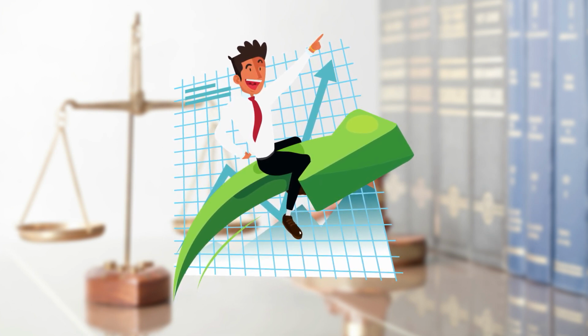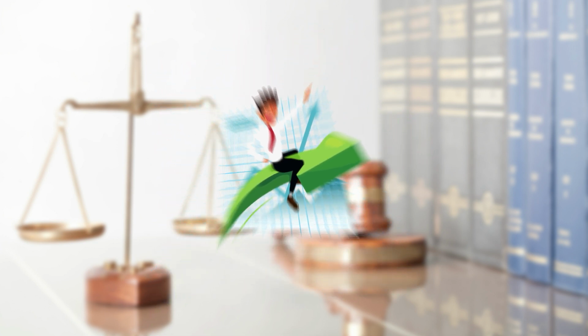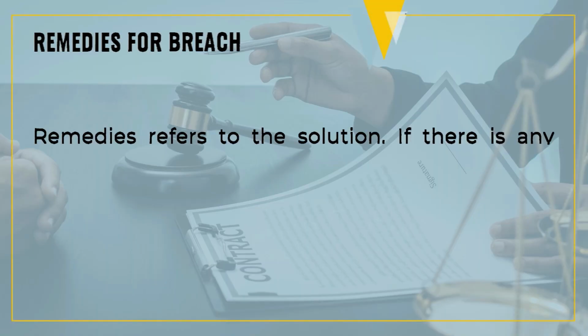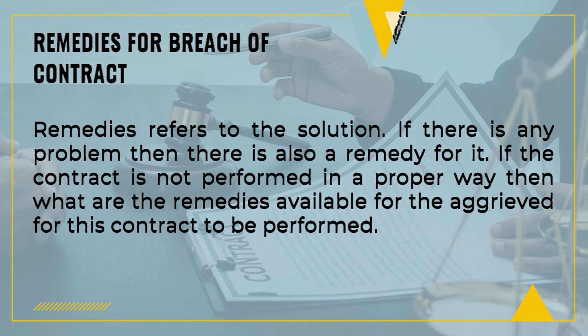I have anticipated, I have told in advance that I am not in a position to perform my contractual obligation. So now we are going to learn about the remedies available for breach of contract. Dear viewers, if there comes a problem, then there is a solution. If the contract is not performed, what are the remedies available for the aggrieved party? Remedies for breach of contract.